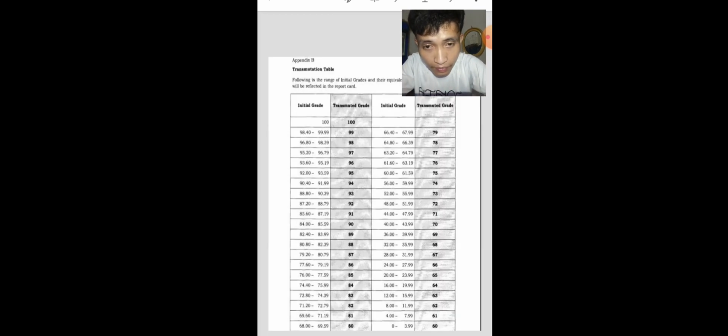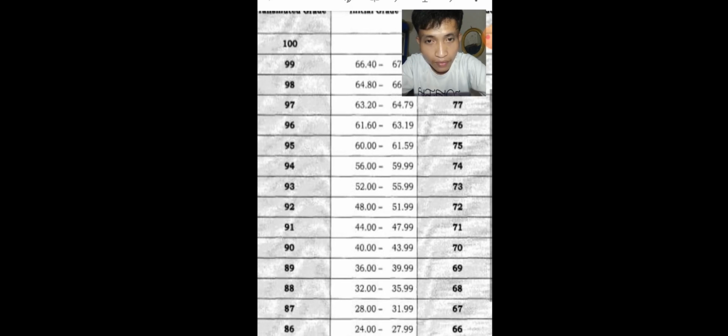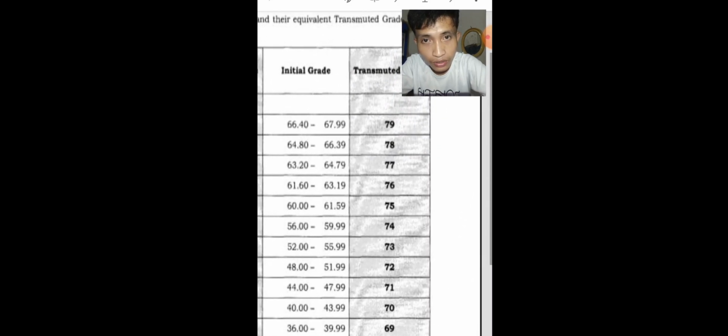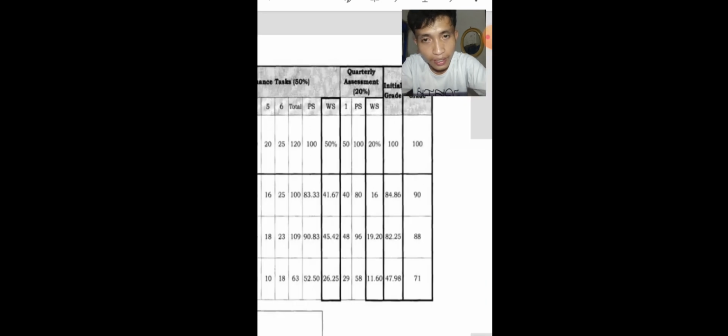And for the initial grade for learner C. So sa learner C, nakakuha siya 47.98. Tanaw tayo check na to og sakto ba siya. 47. Where's 47? Oh, dara. 47. 71 iyang transmuted grade. Okay, correct. So these are the steps on how to compute the grade.